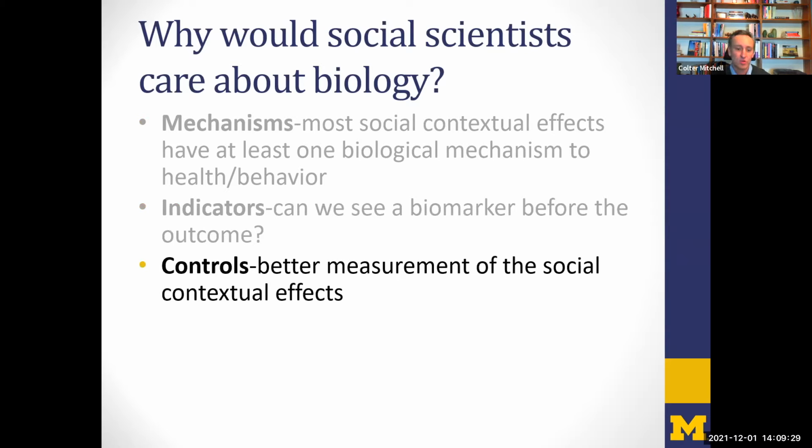Or even just controls. Can we have better measurement of the thing that we care about, say some social influence on a behavior, by adjusting out some of the genetic confounders?